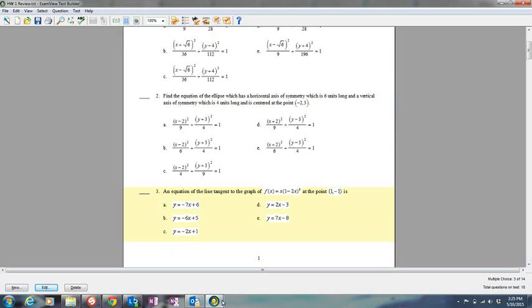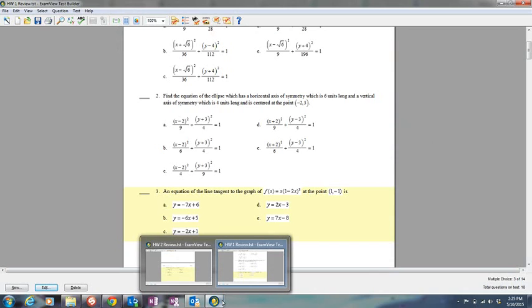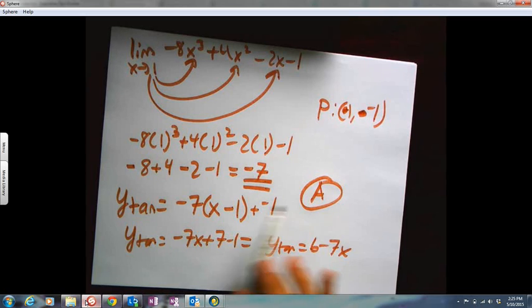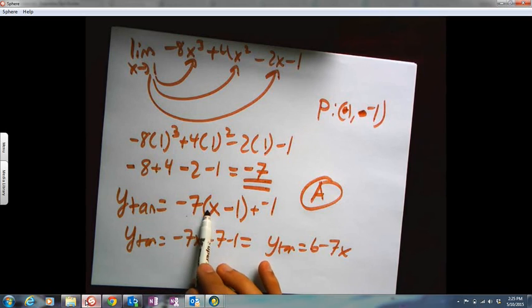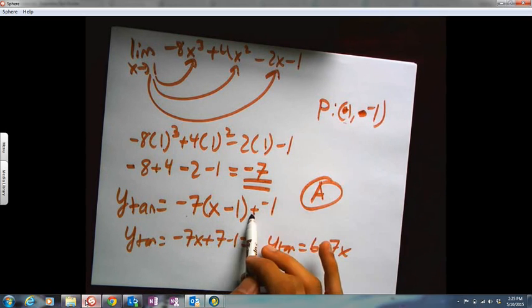And all we did here is we used our formula. Answer A is correct. All we did here is, remember, the formula for a tangent line is m times x minus x1 plus y1. This we got from here, and then we just simplified it to this.